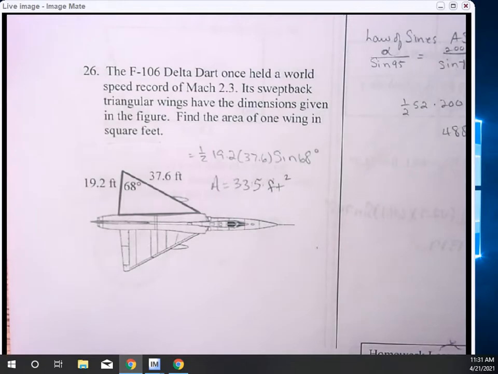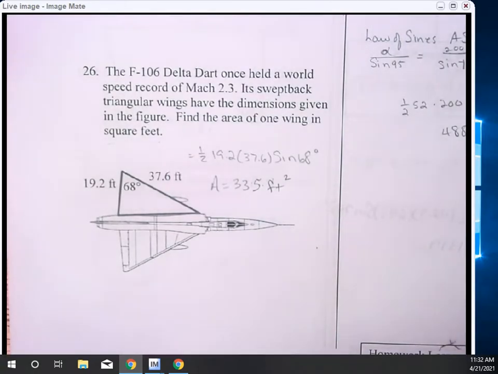Any problems, questions with that one? We're always going to be rounding. It'll tell you to round to something, to the nearest foot or to the nearest tenth of a foot or whatever. Just follow the instructions. Ready to move along? All right.